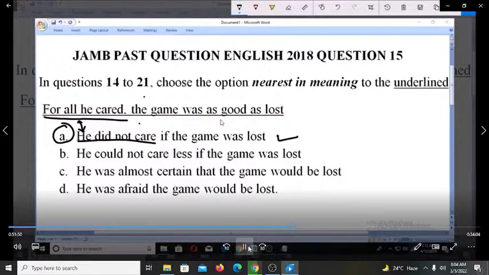So what you are taking home is that whenever you hear the word for all I care or for all he cared, that simply means you don't care or he doesn't care or something like that. So option A is the right answer. Thank you.